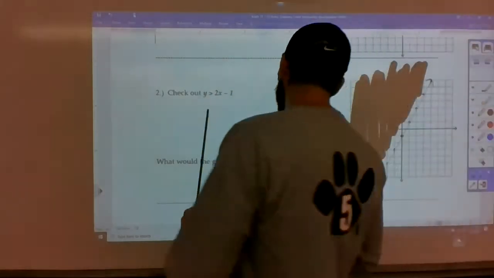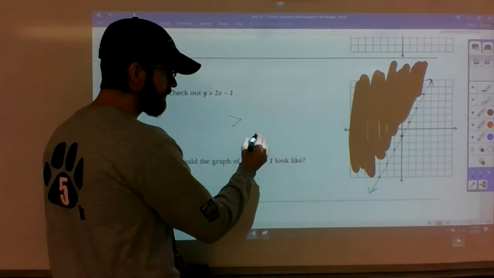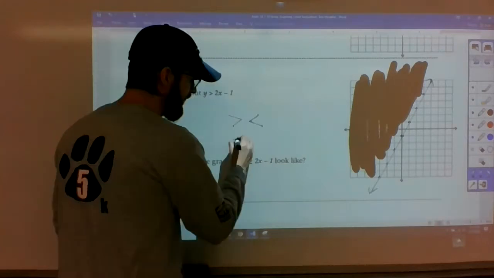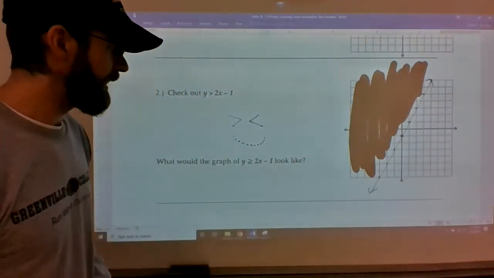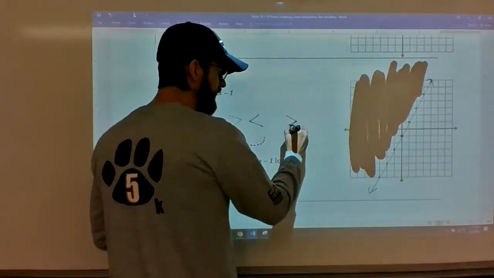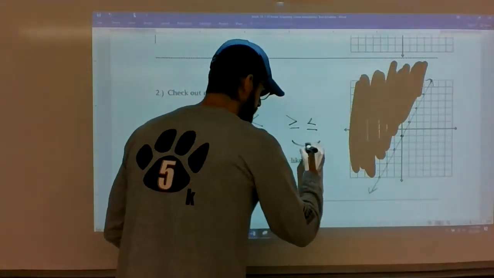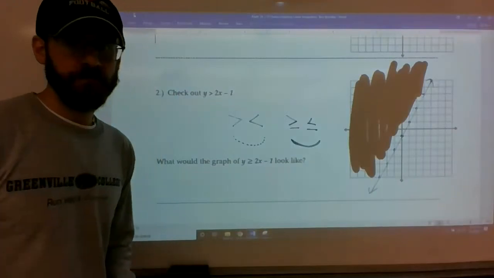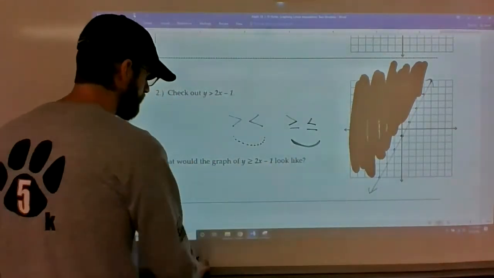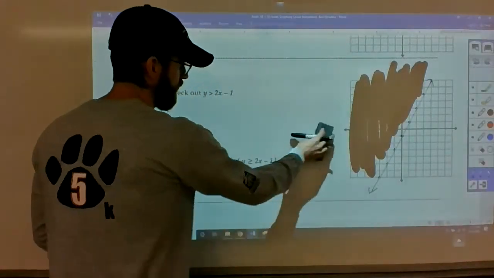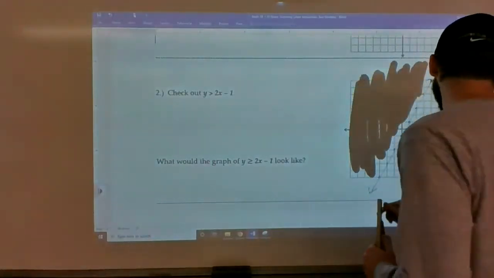So the thing that you can remember is if it's greater than or less than, you need a dashed line. Okay? If it's greater than or equal to, you need a bold line. I don't know if that helps, but that's what you need to remember.